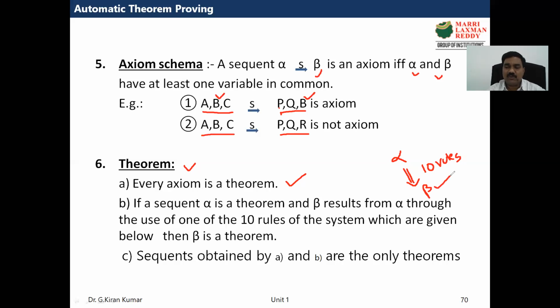A theorem means it is proved. So if alpha is a theorem and beta is derived from alpha by applying the 10 rules that we are going to discuss in the next video, then we call beta also a theorem. And as the last point, we are ensuring the sequents obtained by step A and step B are the only theorems. There is no other way to get theorems. All axioms are theorems, or from an axiom you apply the inference rules, the antecedent and consequent rules, and you get another expression beta. Then beta is also a theorem.